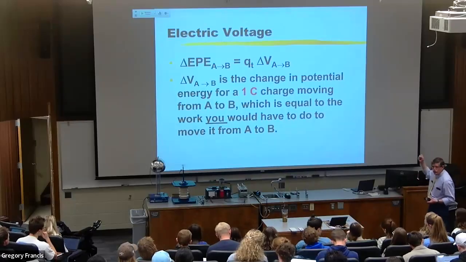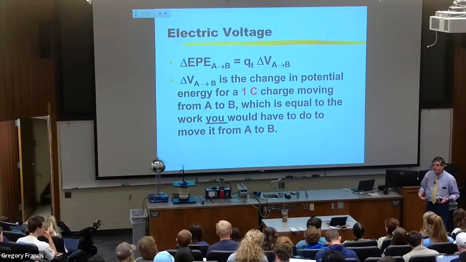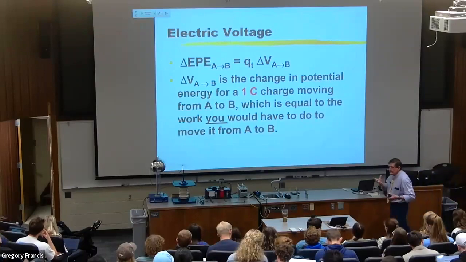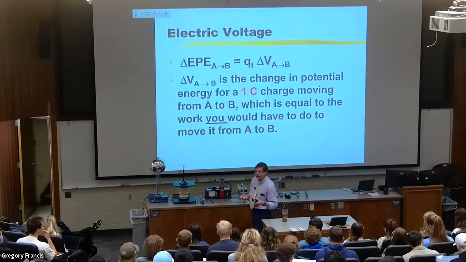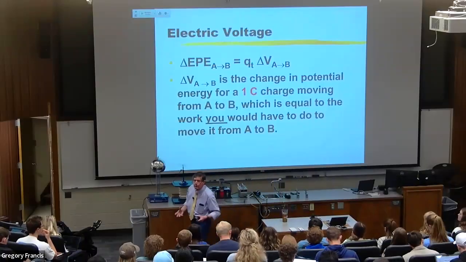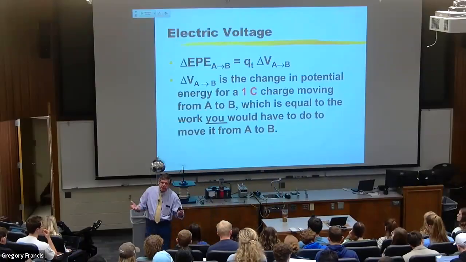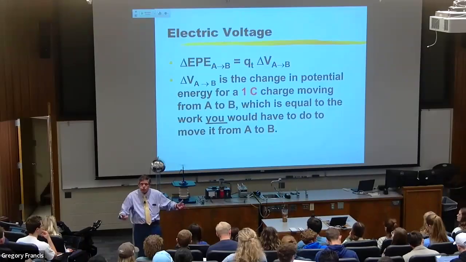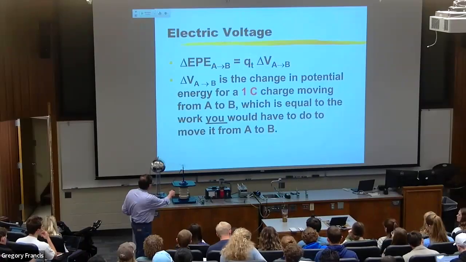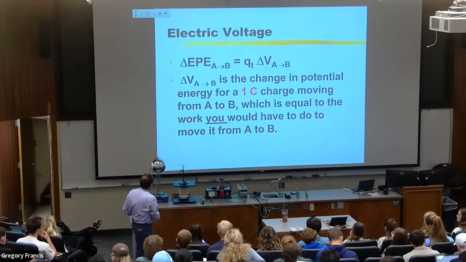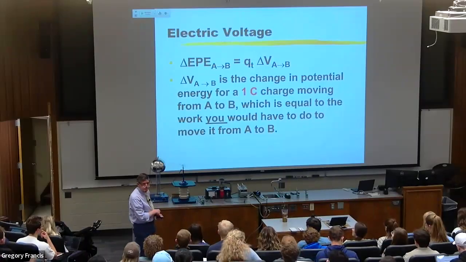If I take 1 coulomb from A to B, how much do I fill up that electric potential energy bucket? Okay. And if I know how much I'm filling it up for 1 coulomb, I can figure out how much I'm filling it up for 2 coulombs or 3 coulombs or 5 coulombs just by scaling it, just by multiplying by whatever charge I really bring from A to B.